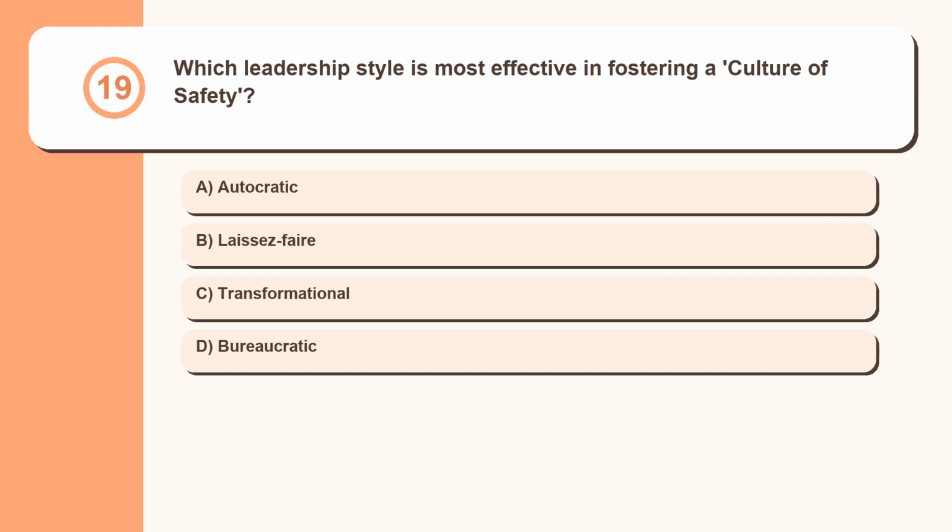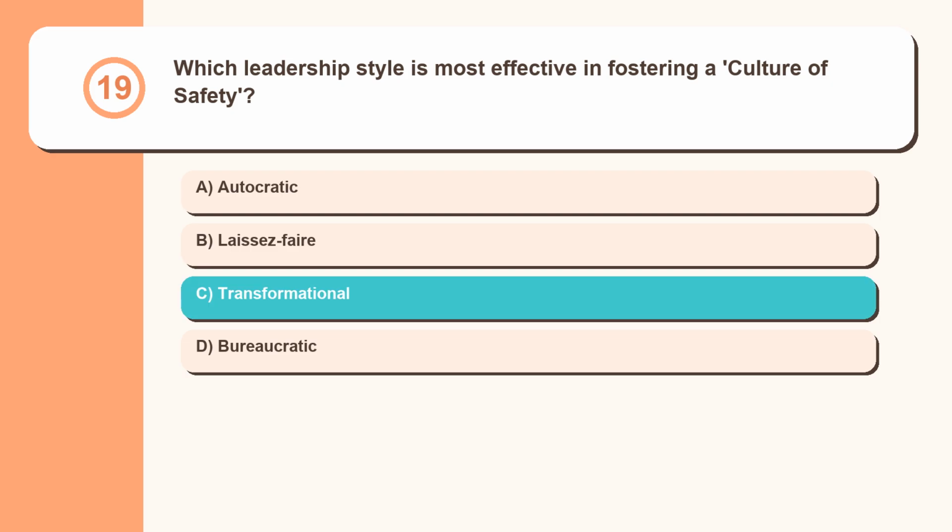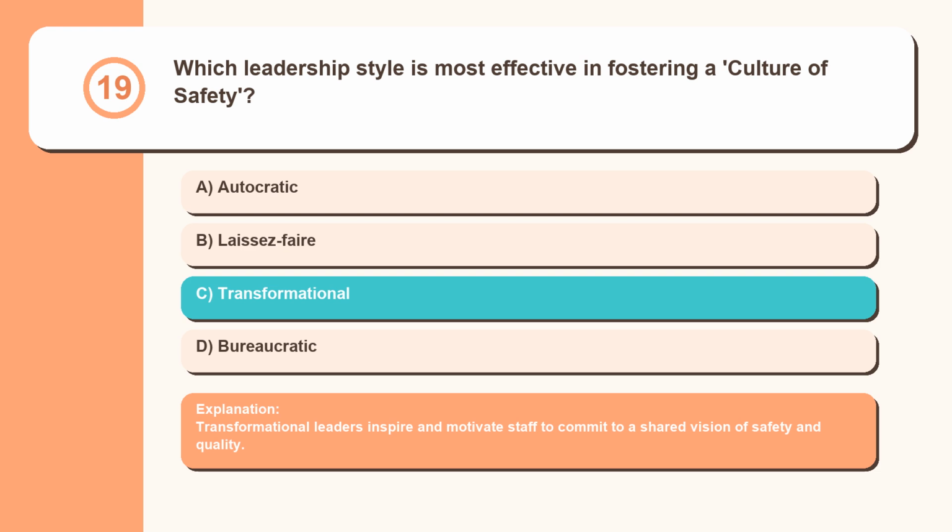Question 19. Which leadership style is most effective in fostering a culture of safety? Autocratic, laissez-faire, transformational, bureaucratic. Transformational leaders inspire and motivate staff to commit to a shared vision of safety and quality.